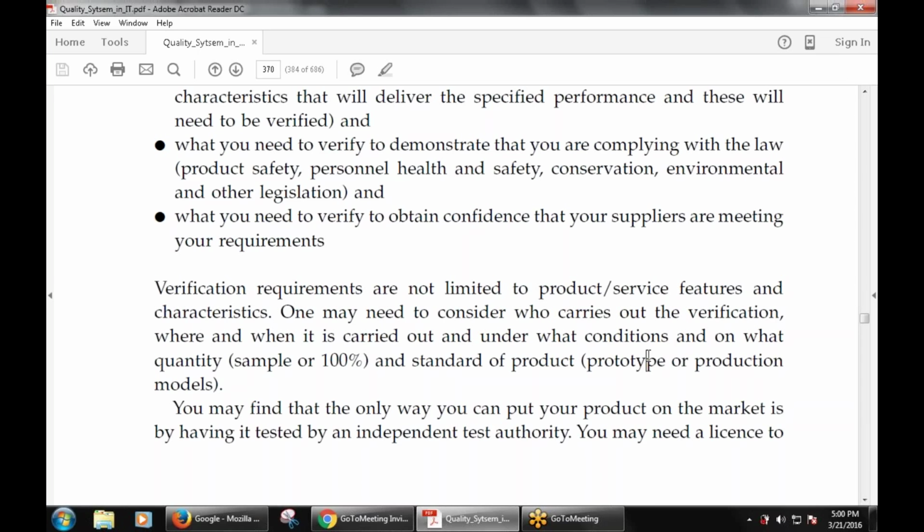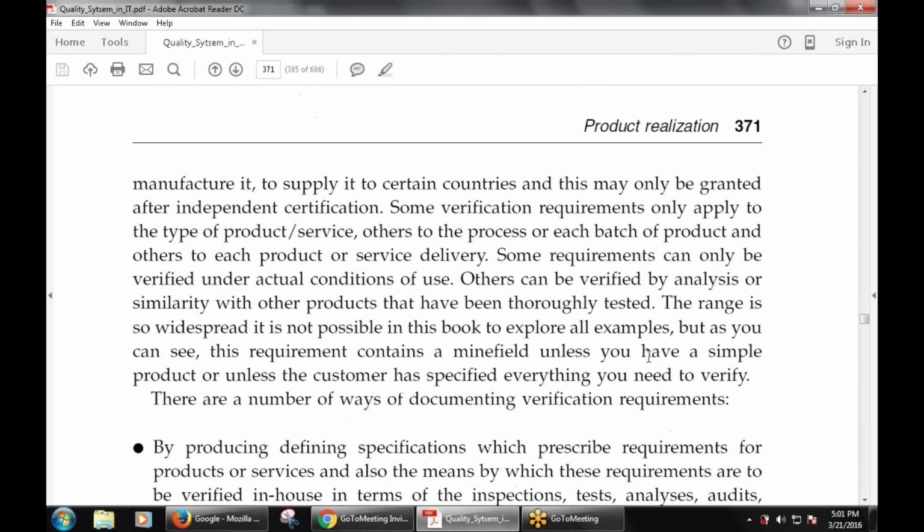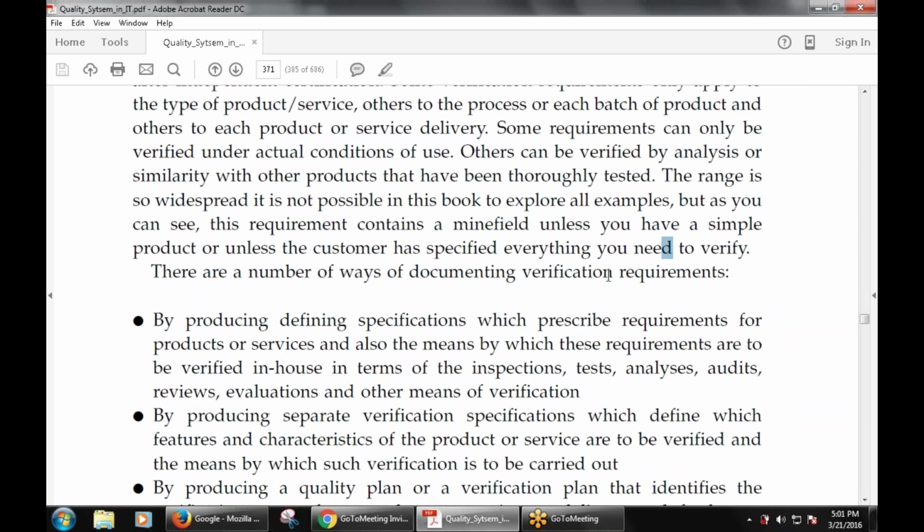And you may find that the only way you can put your product on the market is by having it tested by an independent test authority. So that is the test authority that is used to put the product on the market. Now there are a number of ways of documenting the verification requirement. What are the various ways?